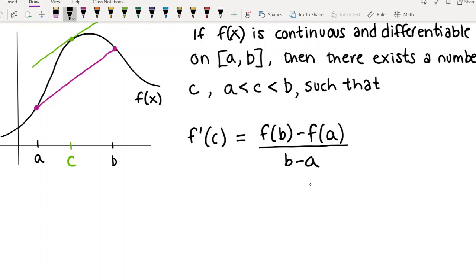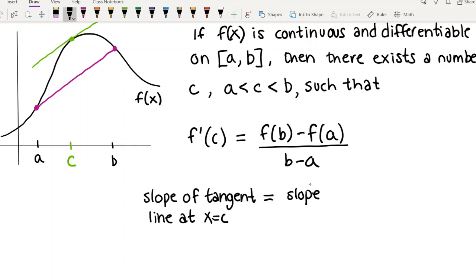One way that you can translate this math into plain English is to say that the slope of the tangent line at x equals c is equal to the slope of the secant line from A to B.